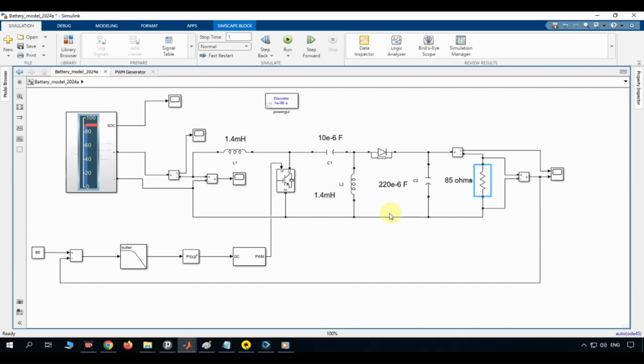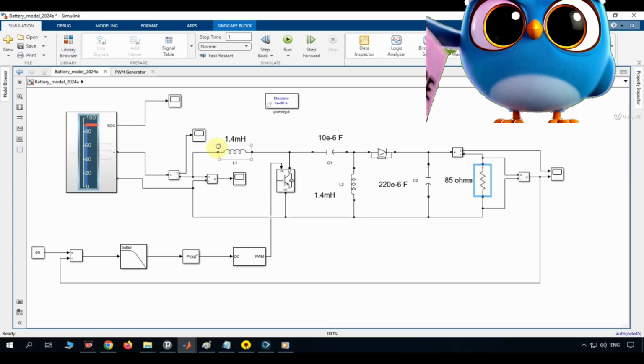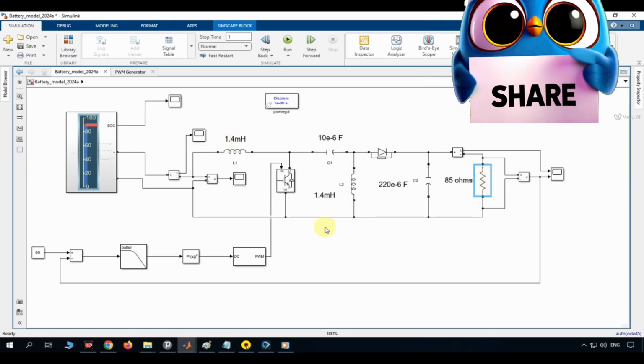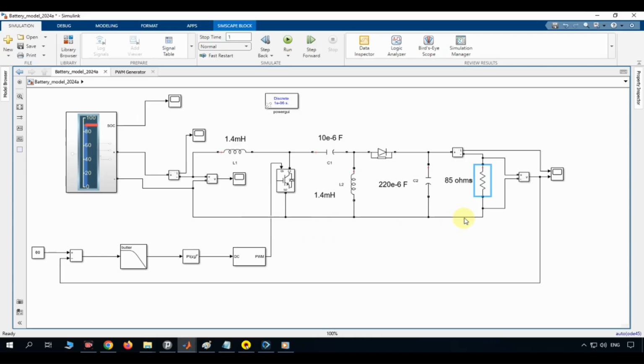Before we look at the components, let's understand the big picture. We have a battery supplying power to a SEPIC converter. The goal of this system is to regulate the output voltage to a steady 60 volts across an 85-ohm load, regardless of the battery's state of charge or load variations. The SEPIC topology was chosen because it is inherently a buck-boost converter. It can step up or step down the input voltage to maintain that steady 60-volt output.